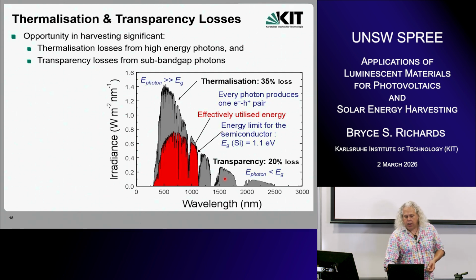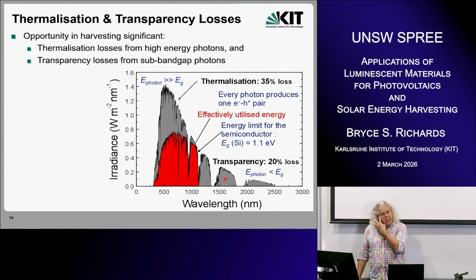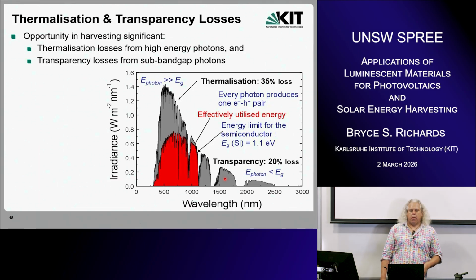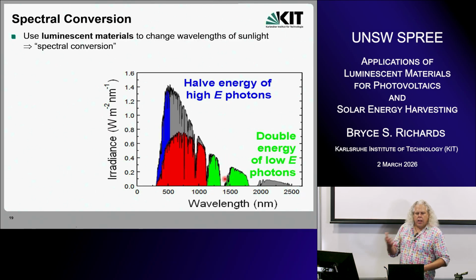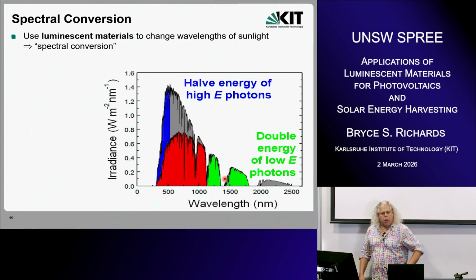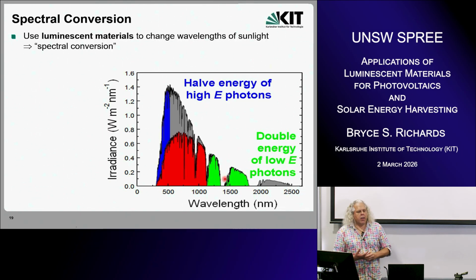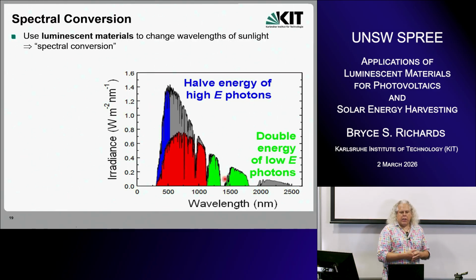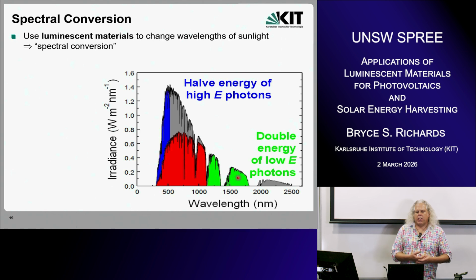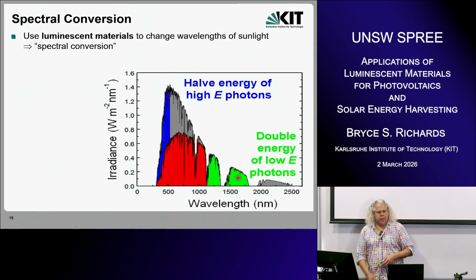And the other area where we could gain a lot is the transparency. So these are sub-bandgap photons in our system. So spectral conversion started out with having these two big goals. For down conversion, we would like to halve the energies of these high energy photons that I've marked here in blue. And up conversion, we would like to somehow sum the energy of these lower bandgap photons together.